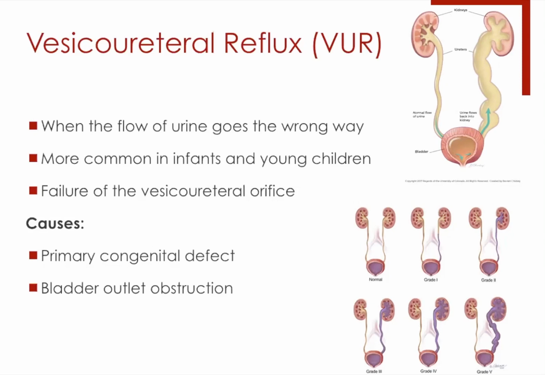It could be caused by a primary congenital defect, or it could be caused by bladder outlet obstruction. Now, the reason why this is important is if you have bladder outlet obstruction, you increase the pressure in the bladder and you can distort that valve, allowing urine to flow back into the ureters and into the kidney. And if you look at this diagram, you can see on the right how inflamed the ureters and the kidney can become because of this condition.